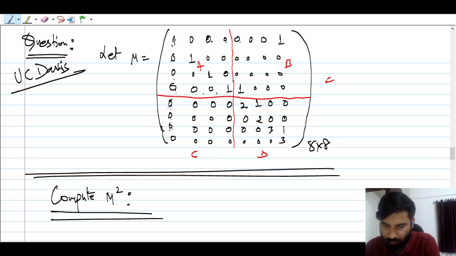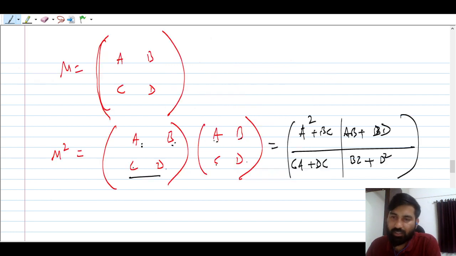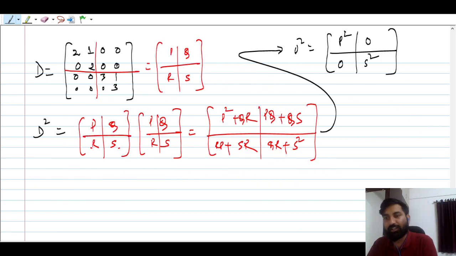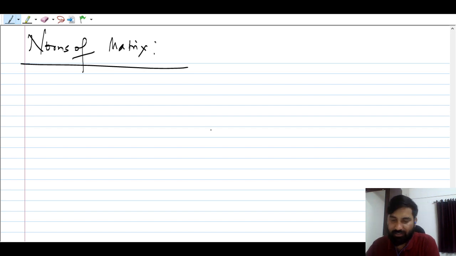Now I'll talk about norms of a matrix, right? So there are different types of norms. Like in case of vectors, also we have seen there were different types of norms. Okay, L2 norm, that is one of the very popular norms that you have to understand, right? So in the same manner, I'm going to talk about the norms of a matrix as well.